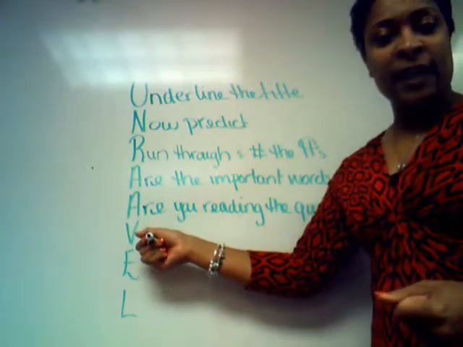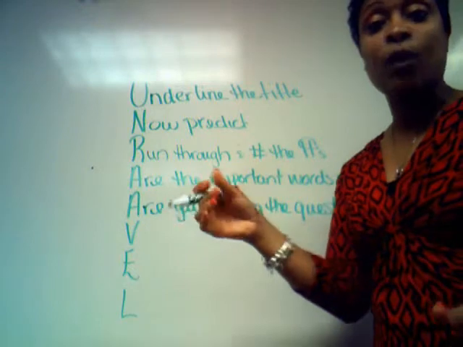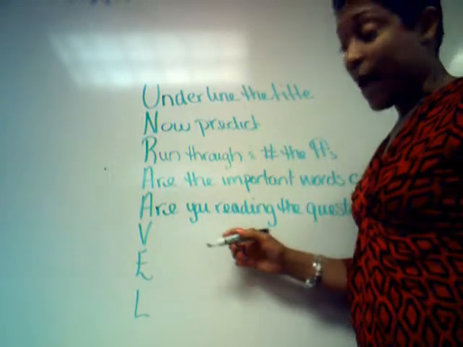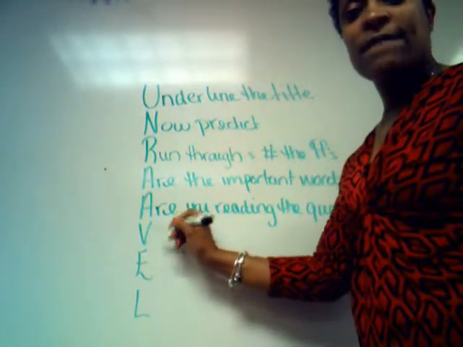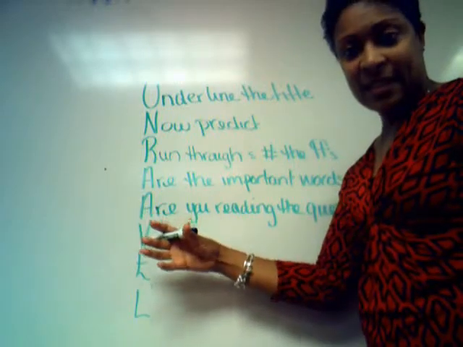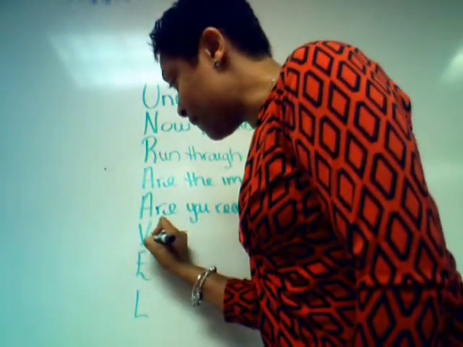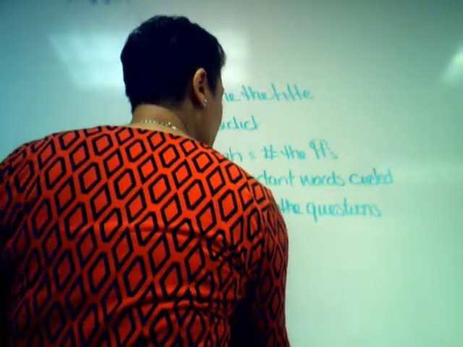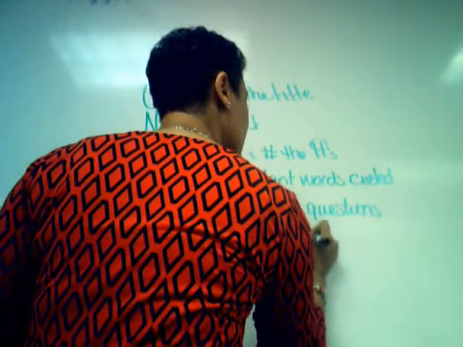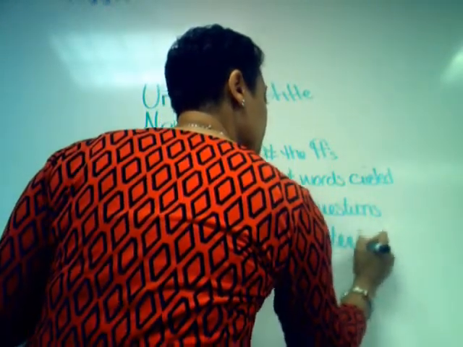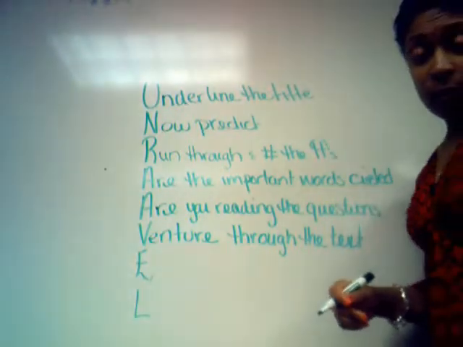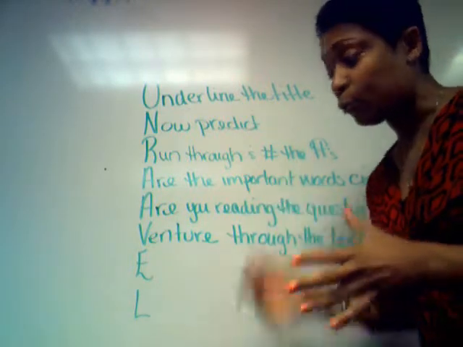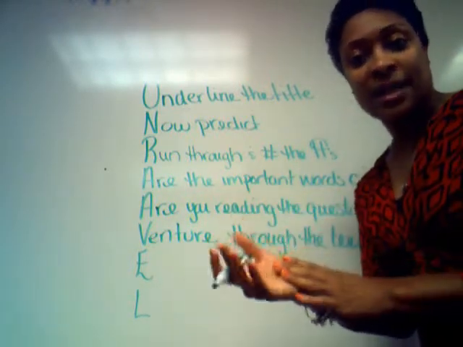Once we get to our V, we are getting ready to delve into the actual text. So now we are going to look at V, which is venture through the text. V-E-N-T-U-R-E, through the text. And we know when we venture through something, we are pulling it apart, we are turning things over, we are really, really getting into what it is that we're reading.